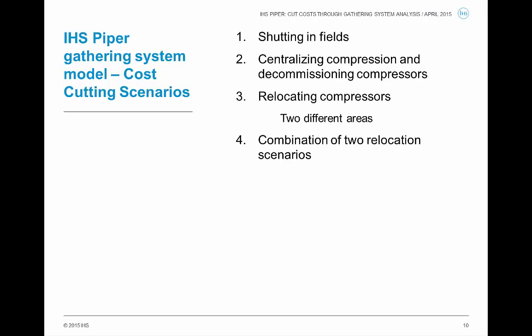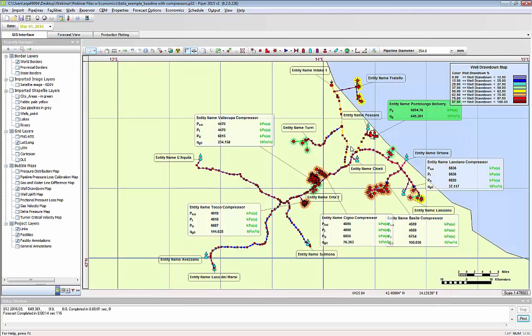If I switch back to our base case model, and we look at the well drawdown map with the possibility of shutting in wells in mind, we may focus on areas like Turi, Orta, or Miglianico. These are small spurs in the field that are not currently well drawn down, and their uplift potential is fairly low. So the question is, what will things look like if we shut in those wells?